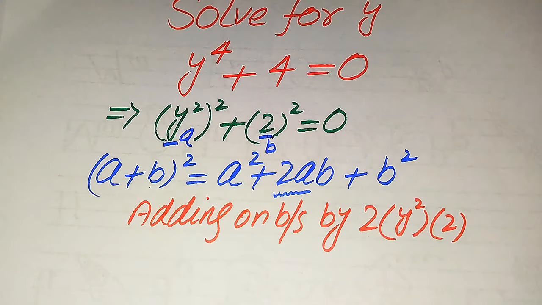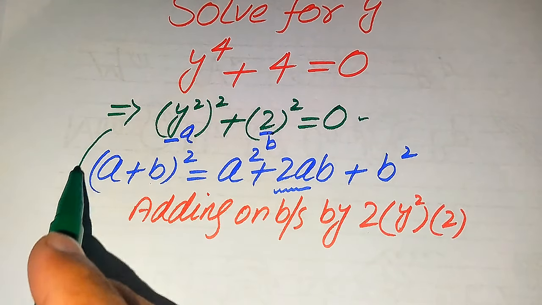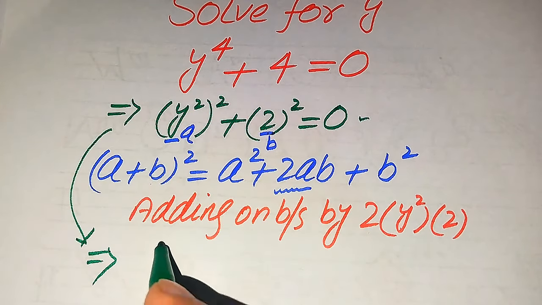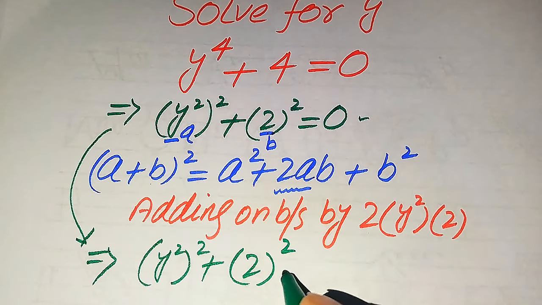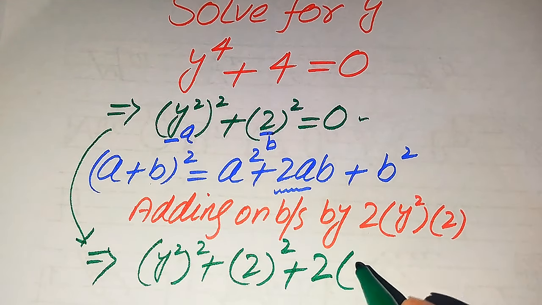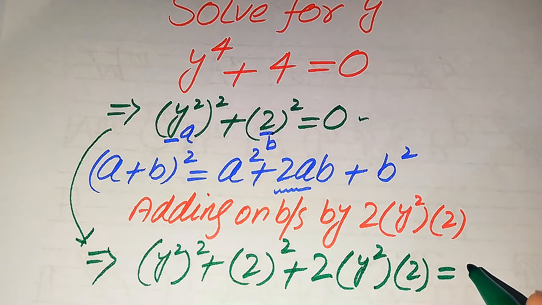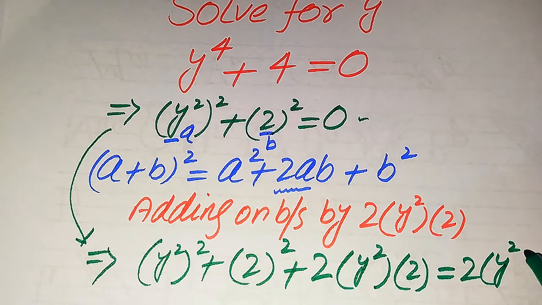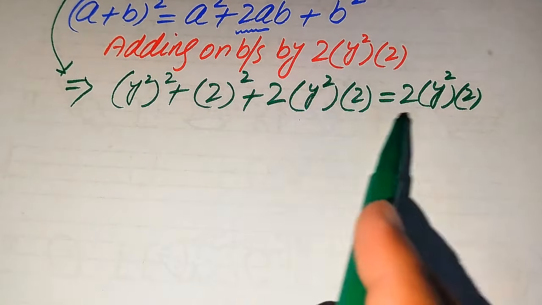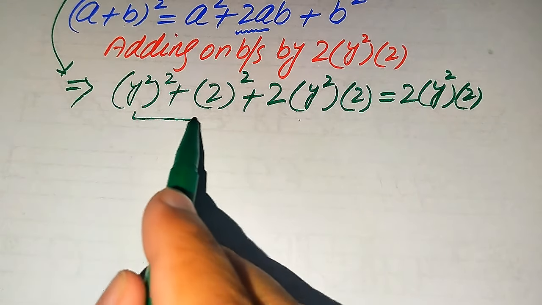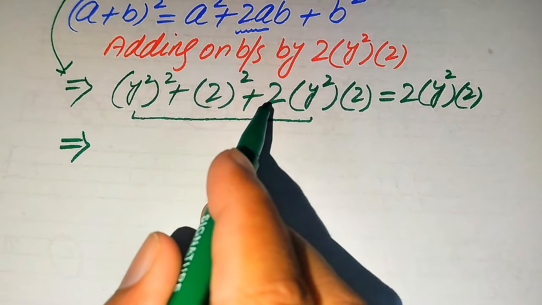After adding this term into the above given equation, we have (y square) whole square plus 2 square plus this 2 times ab. So we add the term 2 times y square into 2 on both of the sides. Now you focus on these three terms, and you see this is a square plus b square plus 2 times ab.